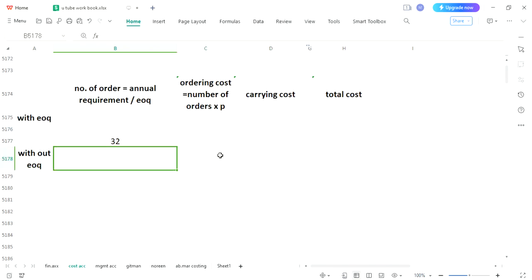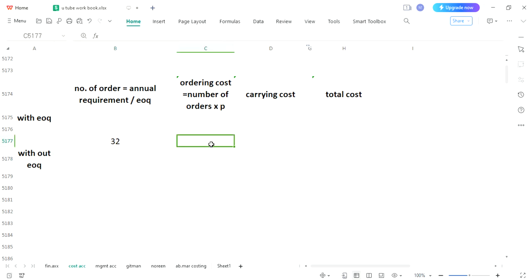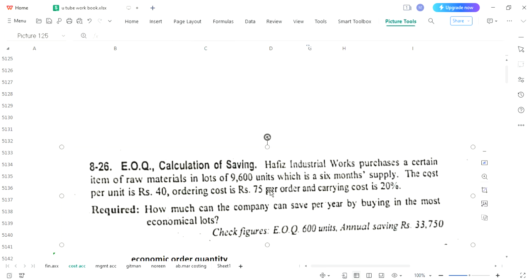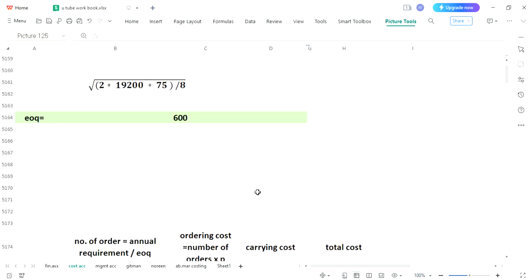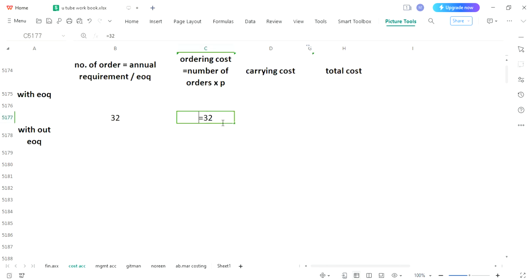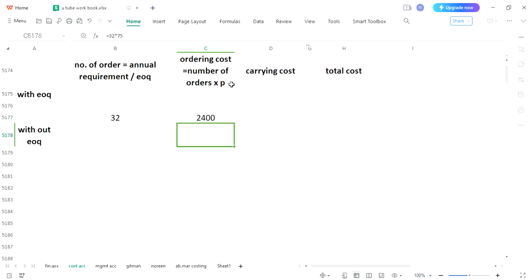So you can now use number of orders 32 and cost of place an order I have just shown you, that is 75. So you will be putting over here multiply by 75. So what you have done, ordering cost would be calculated number of orders multiply per unit cost of place an order. Your ordering cost is here.